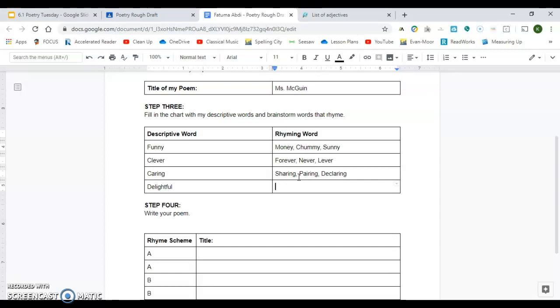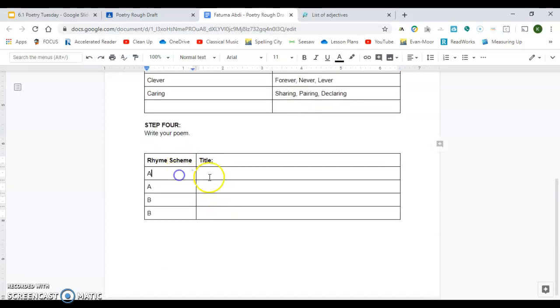All right. Well, you know what? It's okay. I'm just going to go with the 3 that I have. If you can come up with a 4th, you can. Go ahead and put it in there. All right. So we're going to start our last step. Write the poem. So my title, I already came up with my title. Miss McGuinn. Some of y'all have not been using capital letters. Use those capital letters. I'm going to take points off if you don't.